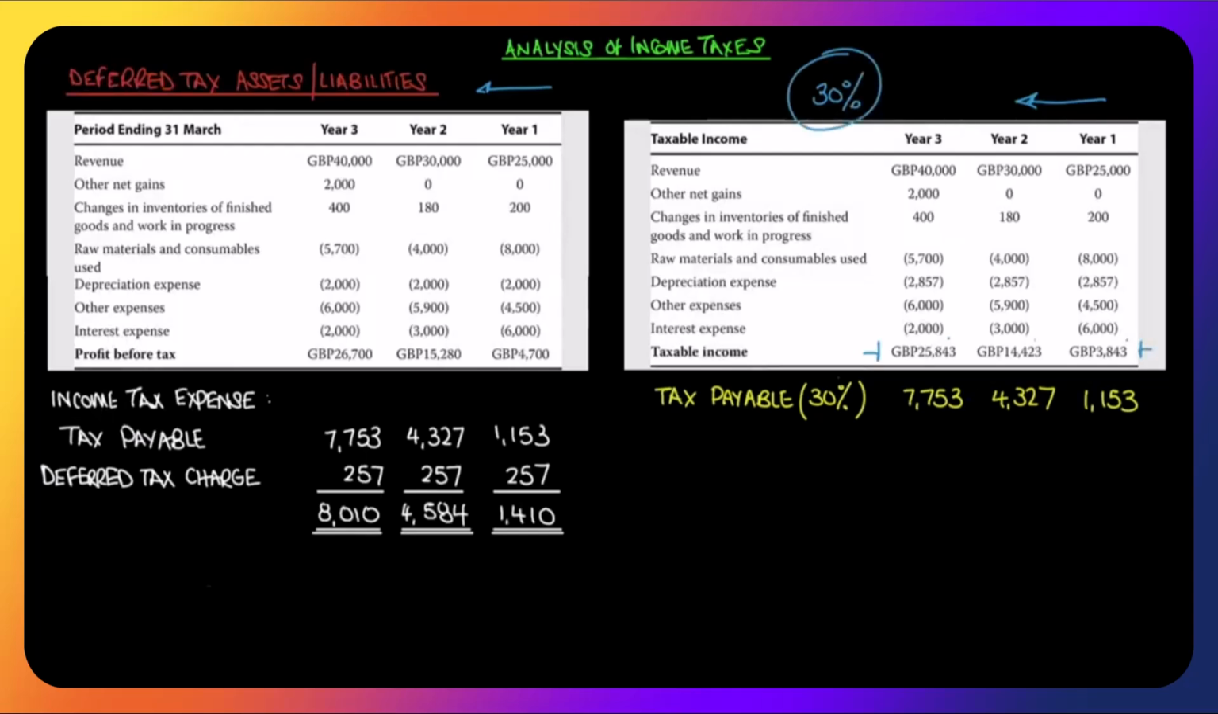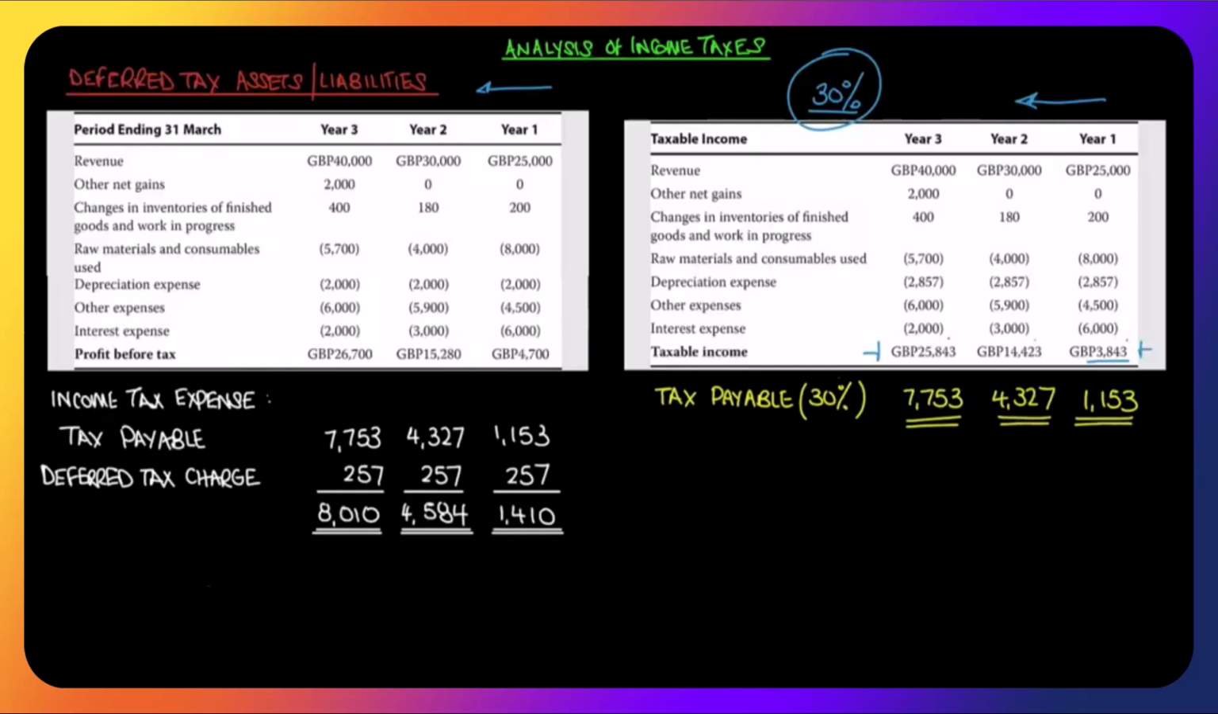So tax payable for each of those years, if you take, let's start in year 1, 3,843 times 30% gives you tax payable of 1,153. In year 2, it'll be 4,327, and in year 3, 7,753. That is the end of the story for the tax authorities. That's what they want you to pay.